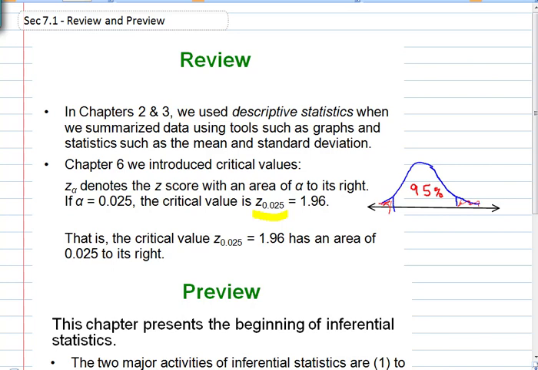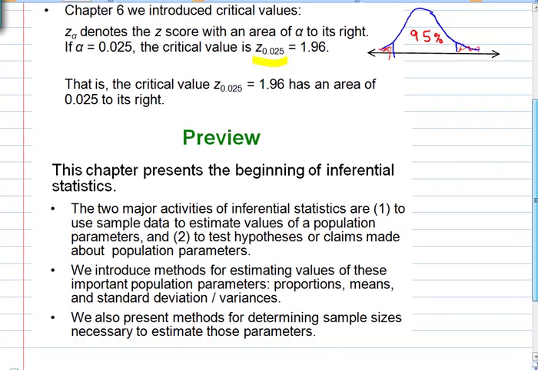Well, the 1.96 is the critical value that we got using technology. Before we had the technology, we just said 2. 2 is close to 1.96. We are going to be more precise now from here on out. When I ask for a critical value when alpha is equal to 0.025, I want you to tell me it's 1.96. It's always going to be 1.96 if we have a normal distribution, no matter what the mean and the standard deviation is. That critical value then has an area of 0.025 to the right.